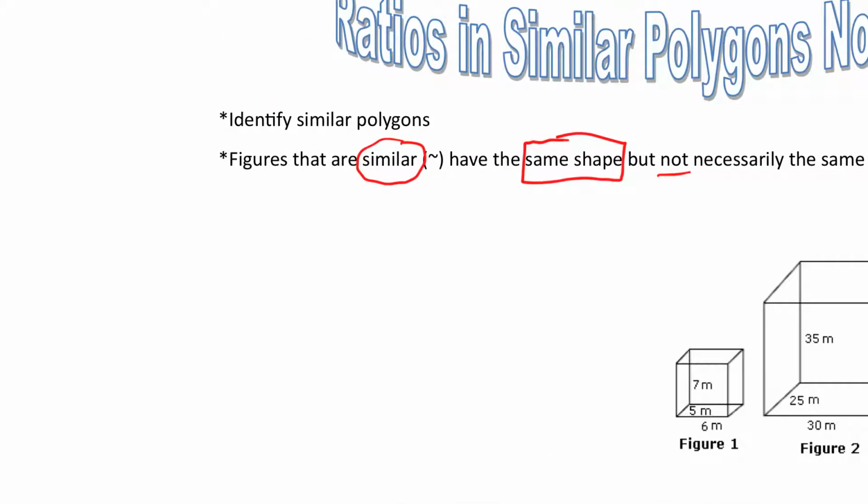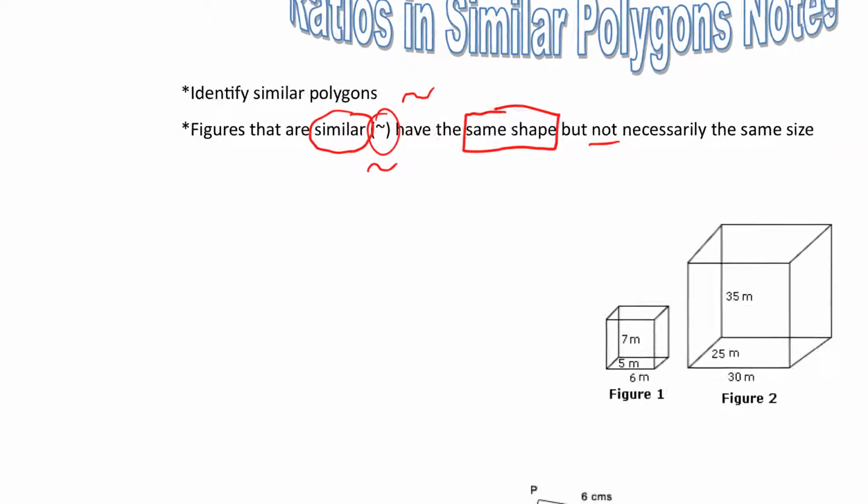All right. This is the symbol we use for similar. It's that little tilde symbol. So when you see that, that means similar. It's called the tilde. So anytime you see that symbol, it means similar.